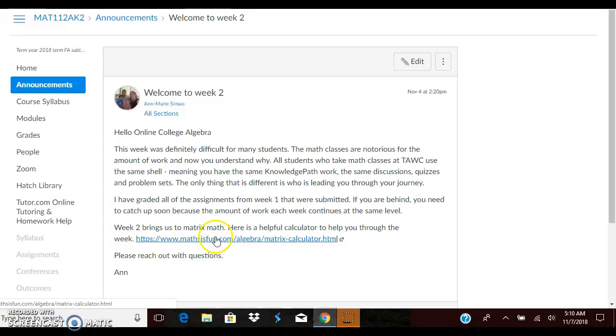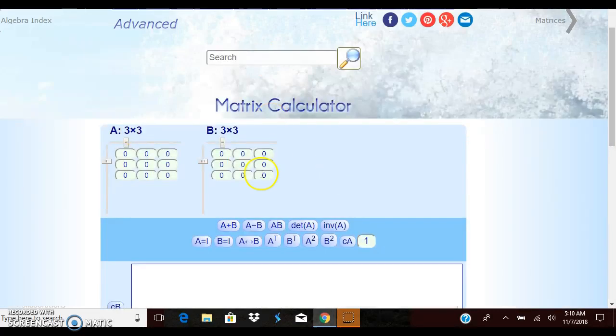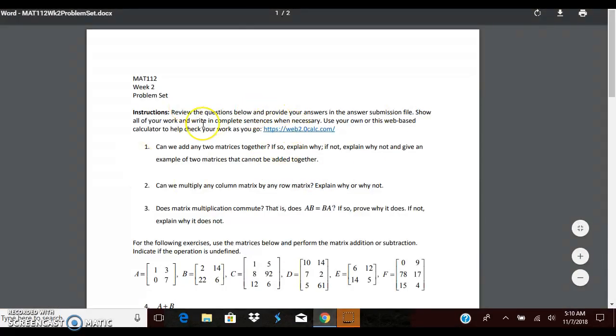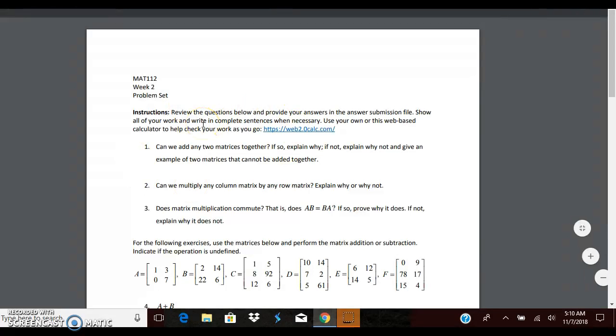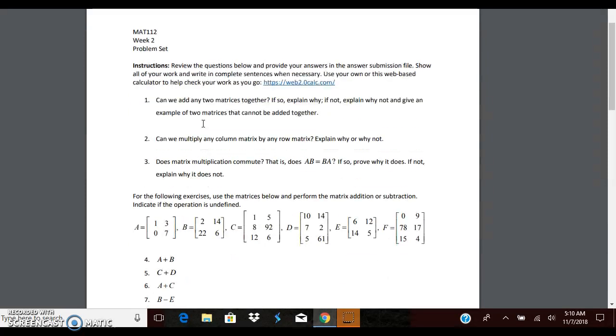Here's a helpful calculator. I am going to use that calculator a little bit in this video. I wanted to talk a little bit about the problem set because I think that's one of the places where you can use a little bit of help. Can we add any two matrices together? If so, explain why. If not, explain why not, and give two examples that cannot be added.